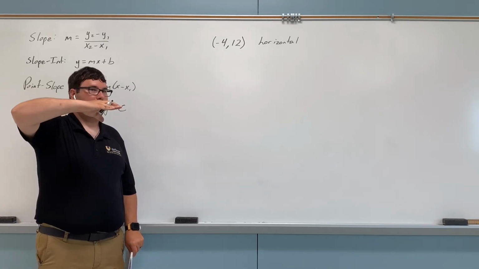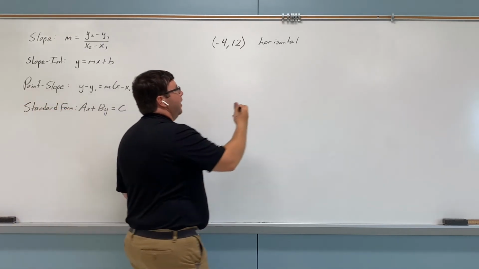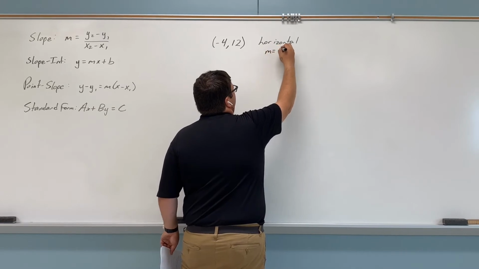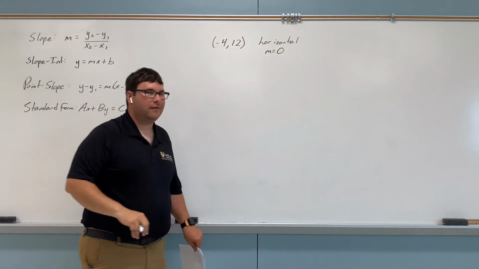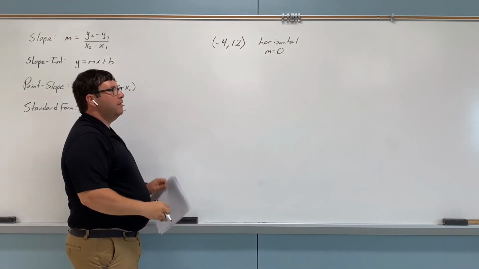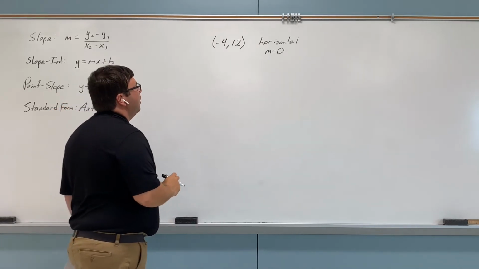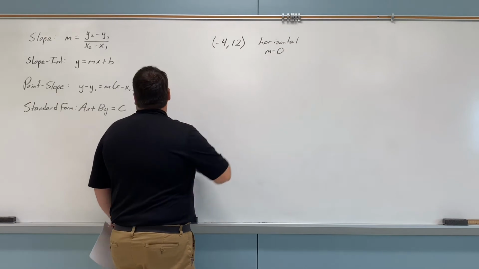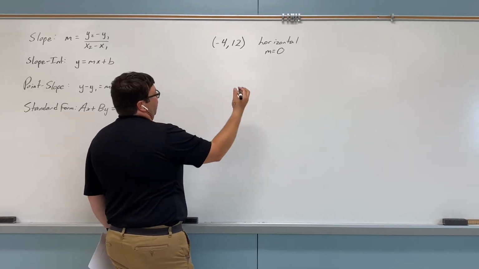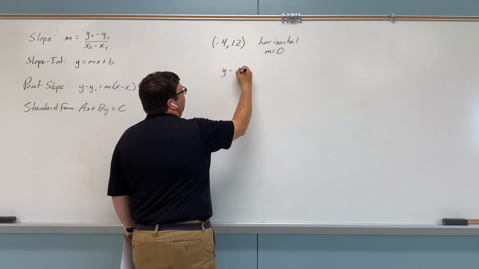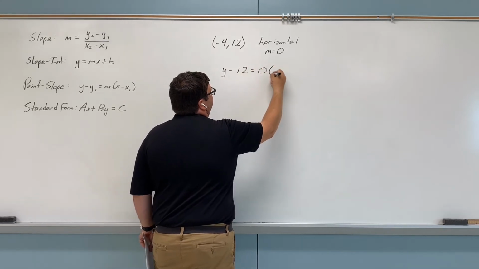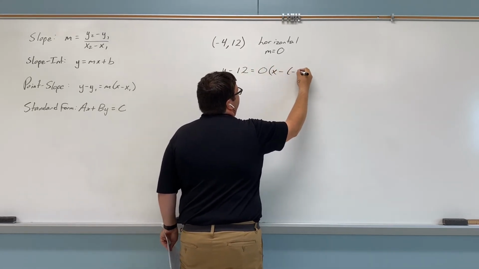Remember, that's a line like this. So what we're looking at here is technically they're giving us the slope. They're just not saying it. So the slope is 0 because we have a line with no change, which is horizontal. Now, we can still use point slope form here. So let's go ahead and do that. I have y minus 12 is equal to 0 times x minus a negative 4.